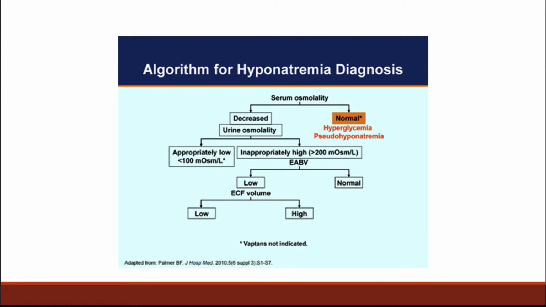If it's normal, then usually this is either hyperglycemia or, as we pointed out before, pseudo hyponatremia. Okay? Now, if the serum osmolality is decreased, then we want to check the urine osmolality. And if the urine osmolality is low, then we know that is salt loss, or they're getting too much hypotonic fluid infusion, or they're drinking way too much. They're taking in too much free water. That all makes sense, right?